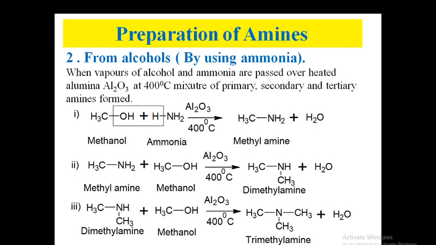Now let's see the second preparation of amines, that is from alcohols. From alcohols also we will get amines by using ammonia again. When vapors of alcohols and ammonia are passed over alumina at 400 degrees Celsius, a mixture of primary, secondary and tertiary amines is formed again. Let's take here some ethanol and ammonia.